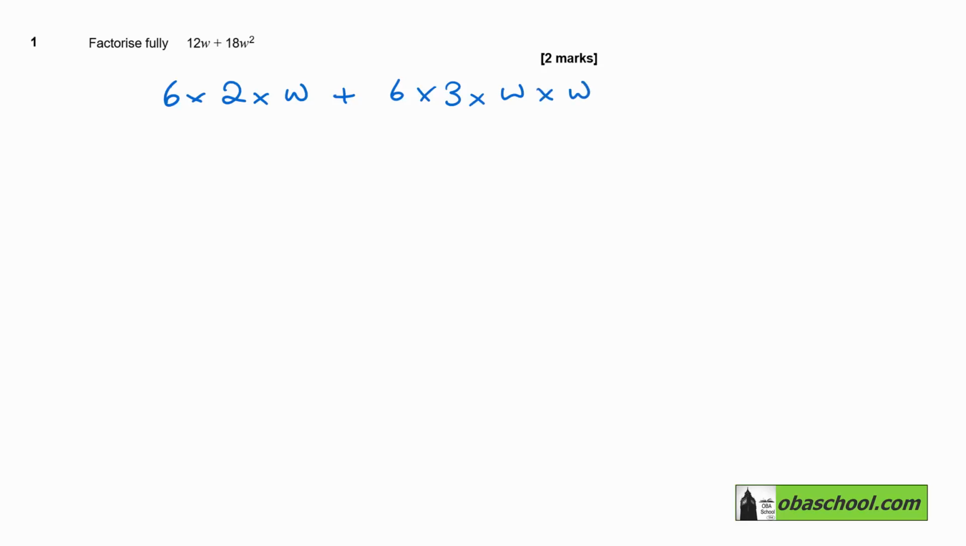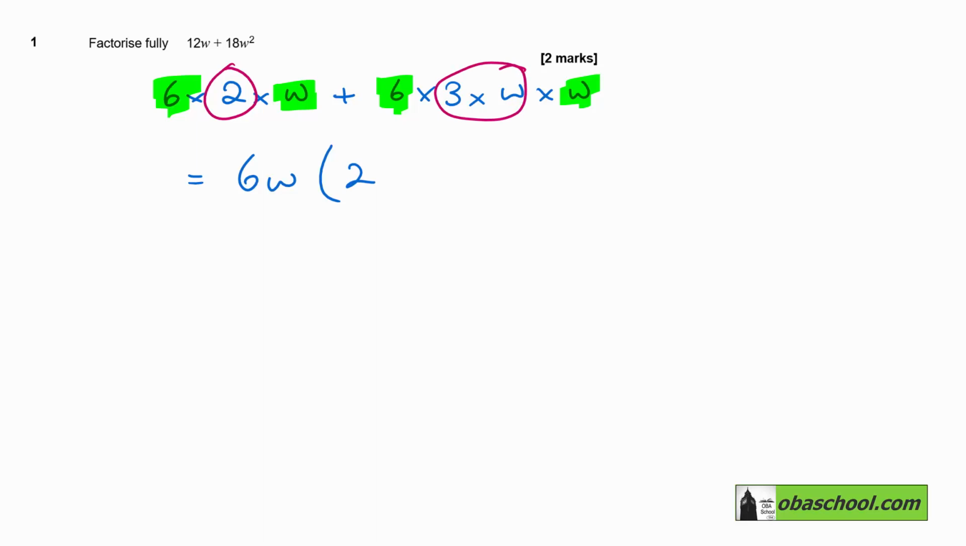So when we look for common factors, we have a 6 in each term and we have a w in each term. So that's what we need to take out. And then we'll open up a bracket, and what goes in is what we've got left. So from here we've got a 2, and from over here we've got 3 times w, which we'll write as 3w, and of course we have a plus in between.